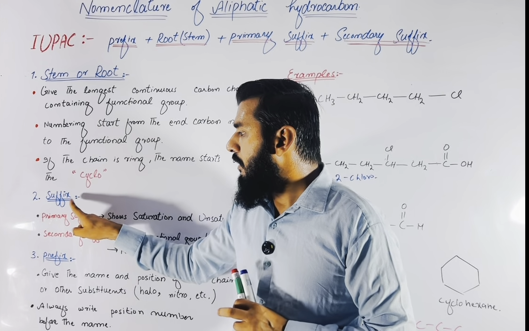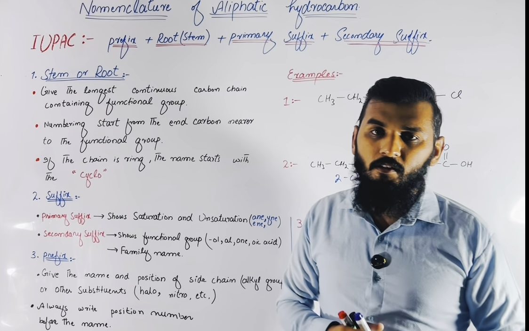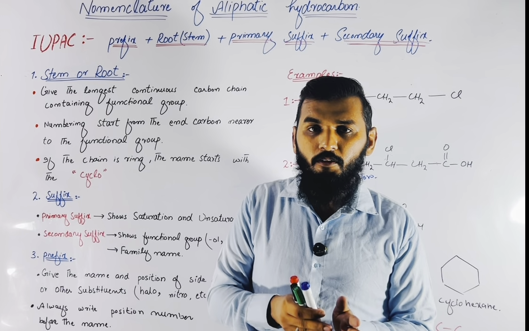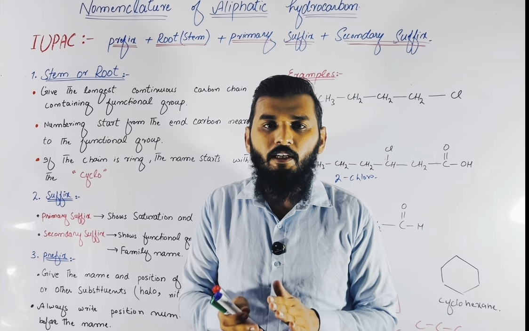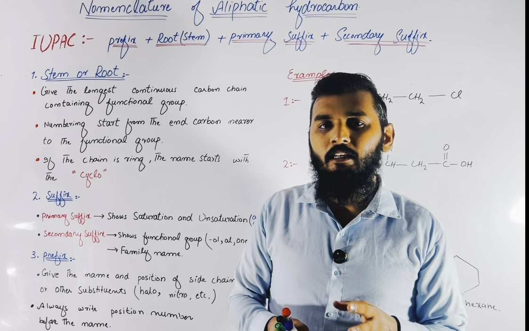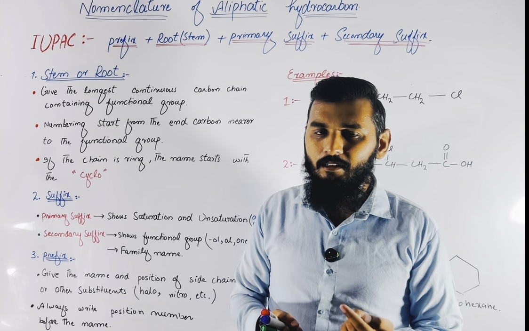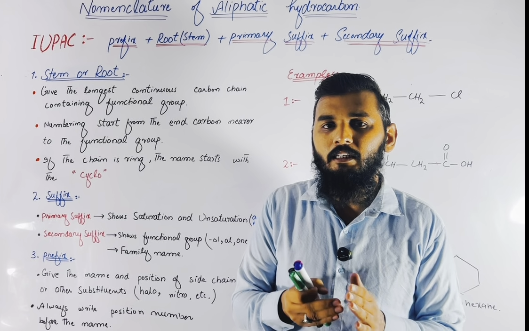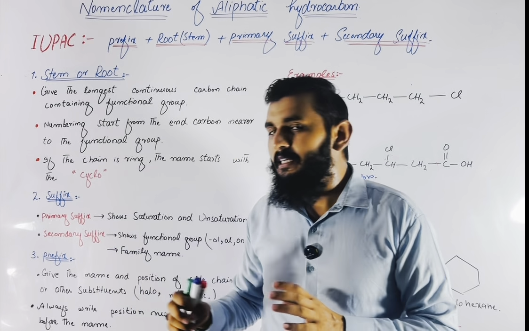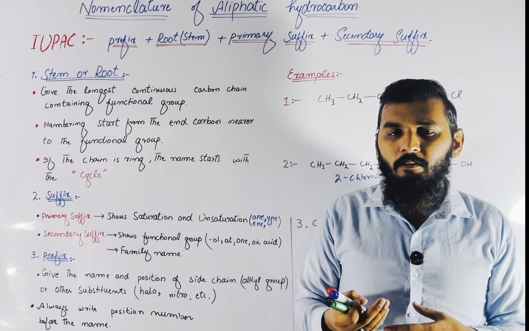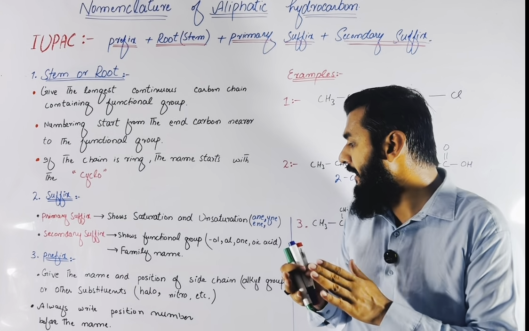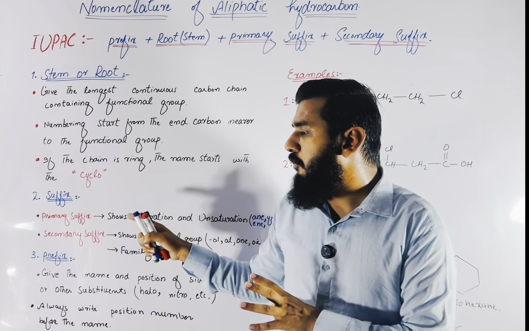Now we will discuss the suffix. There are 2 types of suffix. First of all, the primary suffix. What information does the primary suffix give? It gives information about saturation or unsaturation. For example, we know that a saturated hydrocarbon contains single bonds, but an unsaturated hydrocarbon contains double or triple bonds. And then there is the secondary suffix. The secondary suffix basically shows the family name, such as OL for alcohol, AL for aldehyde, and ONE for ketone. This is all about suffix.